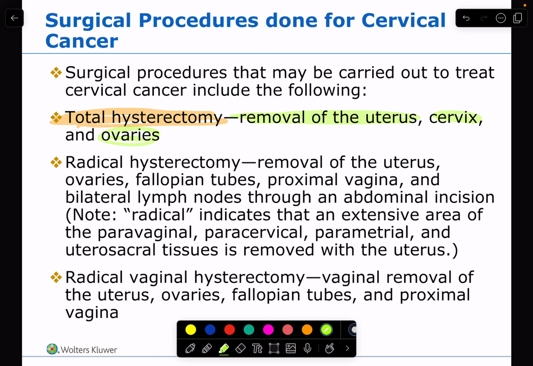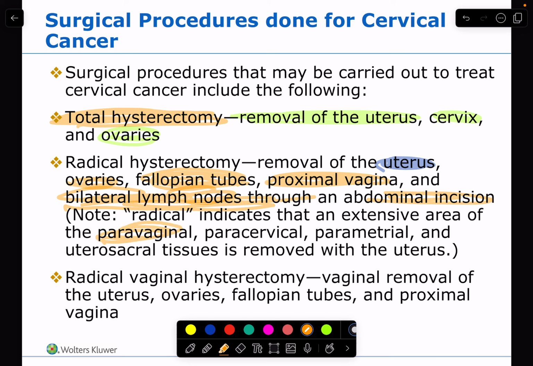And radical hysterectomy naman, guys, take note that radical hysterectomy is the more aggressive approach. Mas aggressive siya in the sense na hindi lang yung uterus ang tinatanggal niya, yung ovaries, or even the fallopian tubes are also removed. The proximal vagina is removed, and bilateral lymph nodes through an abdominal incision is done. Okay? Now, kaya nga siya nagiging radical, because radical means there is an extensive excision or removal of paravaginal area.